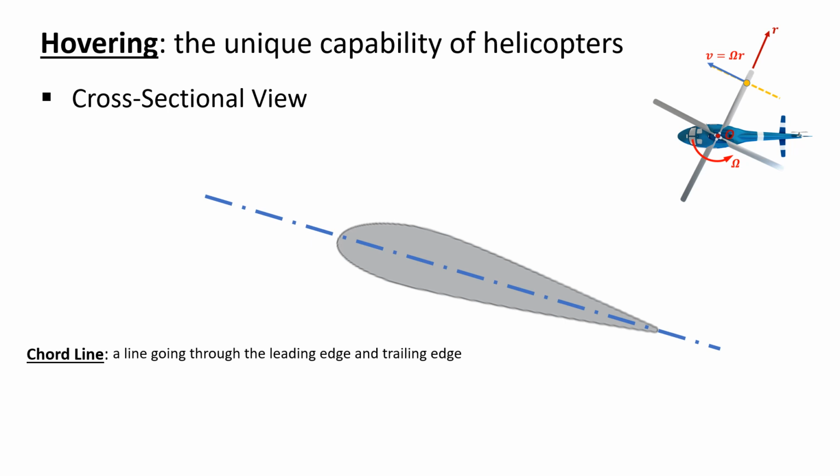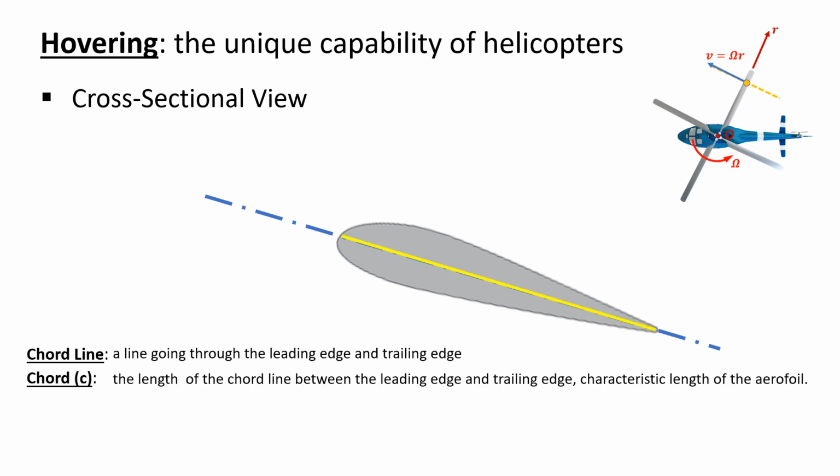First of all is a chord line. The chord line is a line going through the leading edge and trailing edge of the aerofoil. And also we have the chord. It is the length of the chord line between the leading edge and the trailing edge. Usually we use chord as a characteristic length of the aerofoil. And now we assume the aerofoil or the blade is stationary.